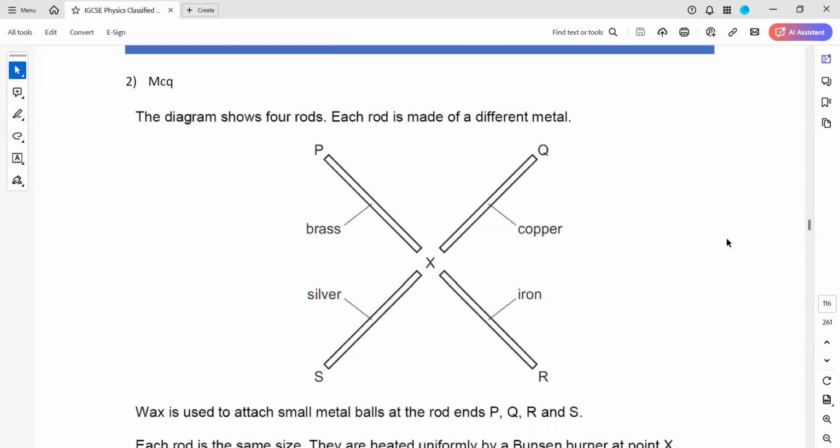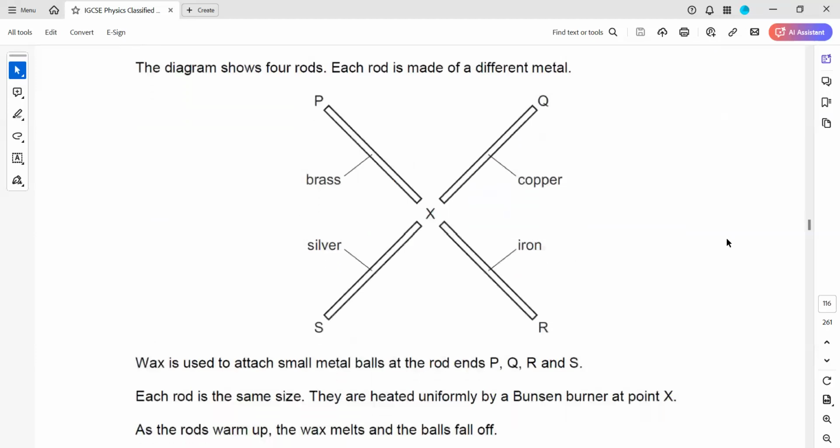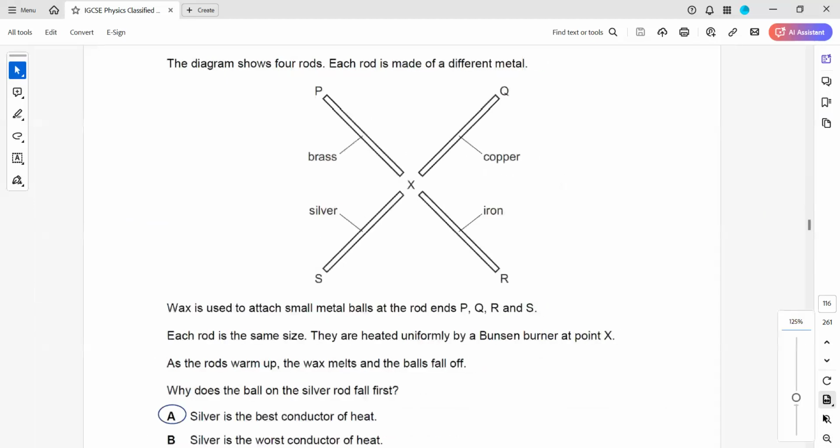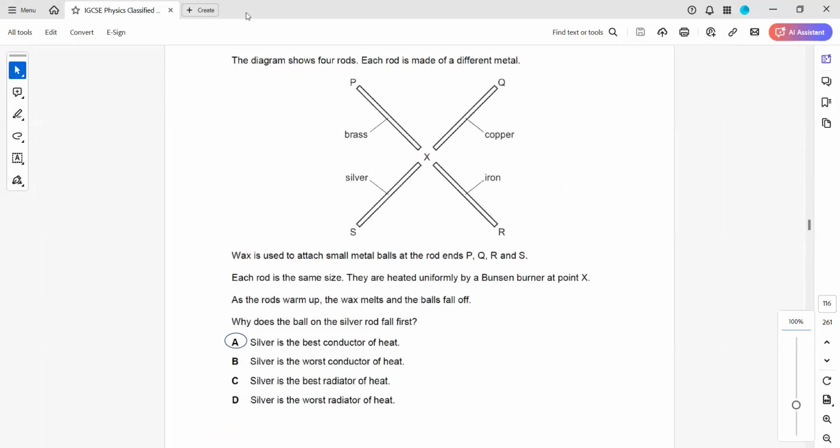In question 2, the diagram shows 4 rods. Each rod is made of a different metal. Wax is used to attach small metal balls at the ends of the rods P, Q, R and S. Each rod is of the same size and they are heated at point X. As a rod warms up, the wax melts and the ball falls off. Why does the ball on the silver rod fall first?